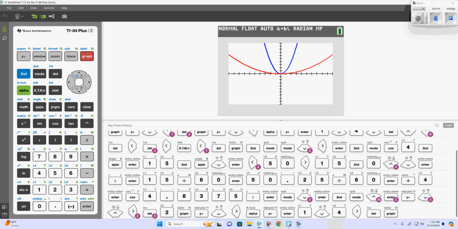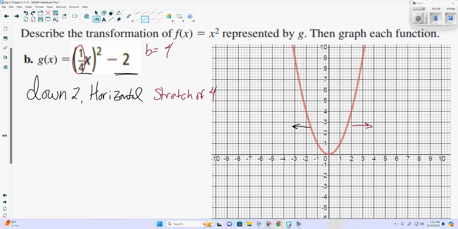And if we graph 1 over 4 x squared, we do get the one in red, which is indeed wider. We stretched it horizontally to get this here. So 1/4 x squared is indeed a horizontal stretch of 4. Questions on this here?